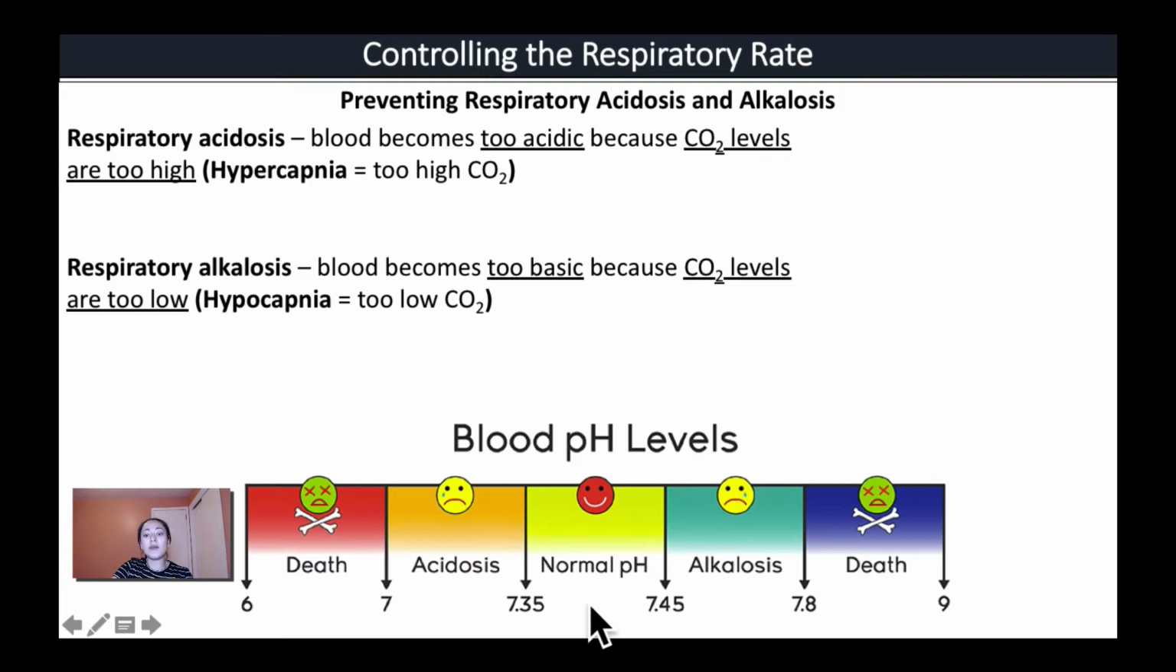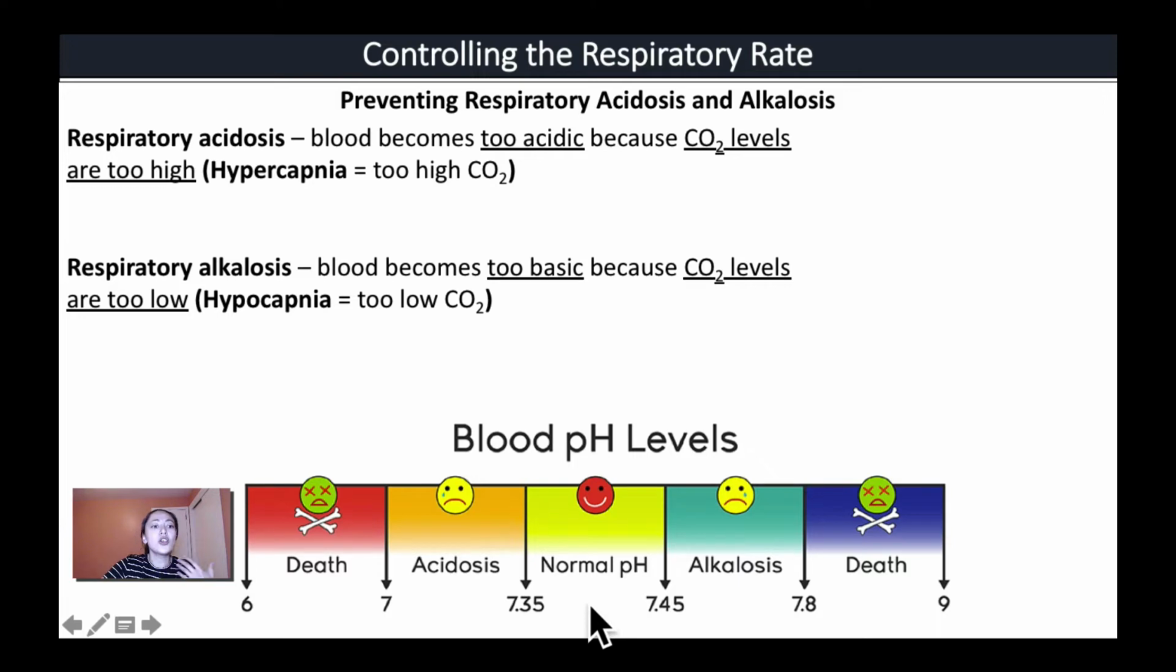If it goes above 7.45, you start suffering from something called alkalosis. And going above 7.8 would lead to death, and getting below 7 also leads to death. So there's just a very narrow range where your body is happy. And this has a lot to do with the fact that enzymes in your body only work within a specific pH. So if you change that pH at all, the chemical processes in your body pretty much just shut down.